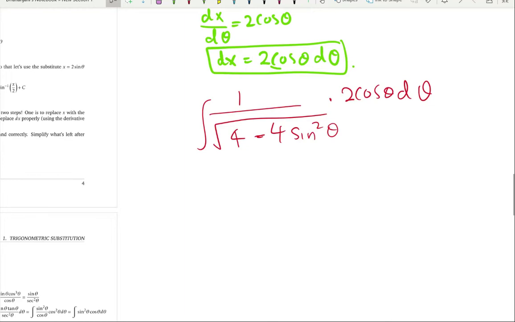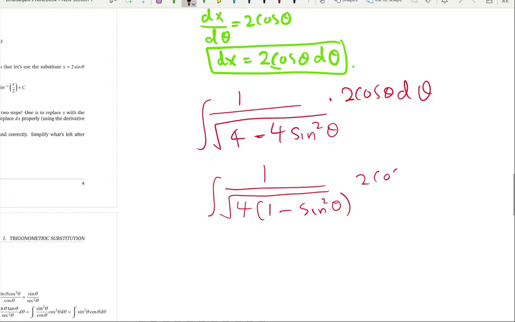Okay, so now everything is in theta. Good. The next thing you want to do is handle the square root. How do you handle the square root? Just like I taught you in the very first video. Don't get rid of the square root right away. Do the simplification. Here I can take out a 4 inside the square root. So this is 1 minus sine squared theta.